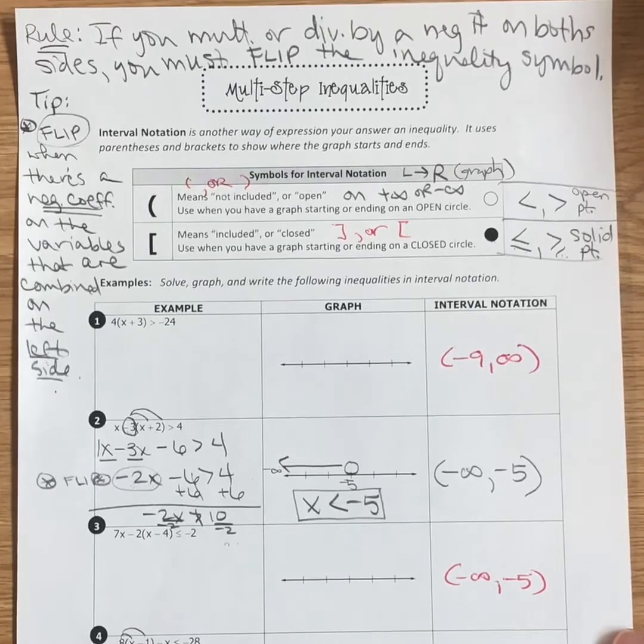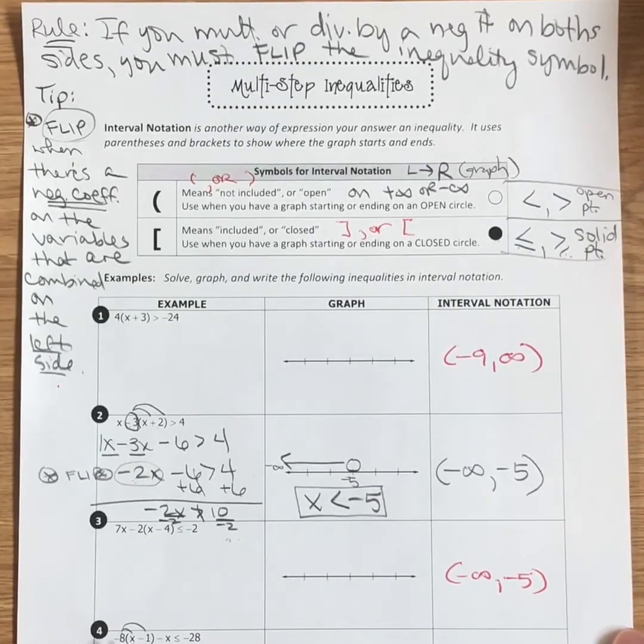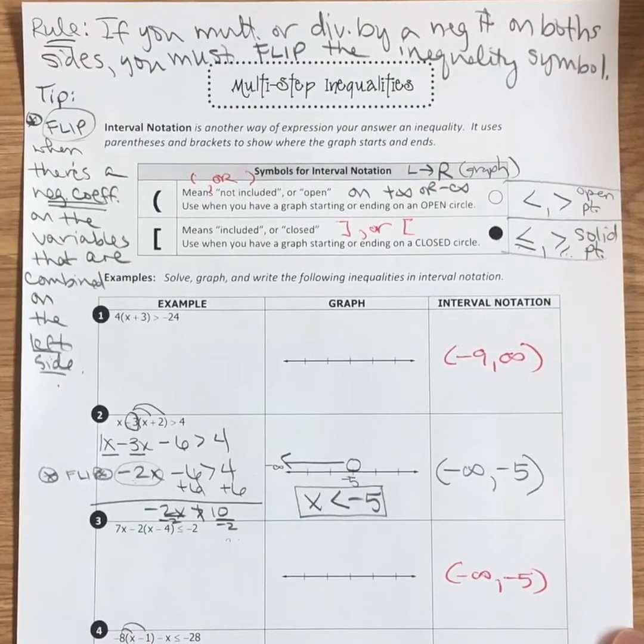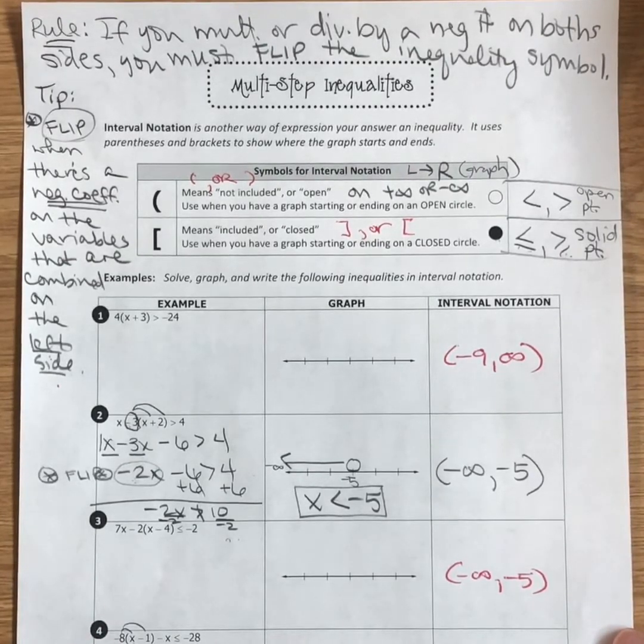So I just want to show you. Number 4, I just solved this like you would a regular equation. The only difference is after I distribute, I get -8x plus 8 minus x less than or equal to -28. Combine the negative x and the -8x to get your -9x. You have your plus 8 less than or equal to -28. We want to eliminate the plus 8, so we subtract 8 on both sides. These eliminate, so you have your -9x.